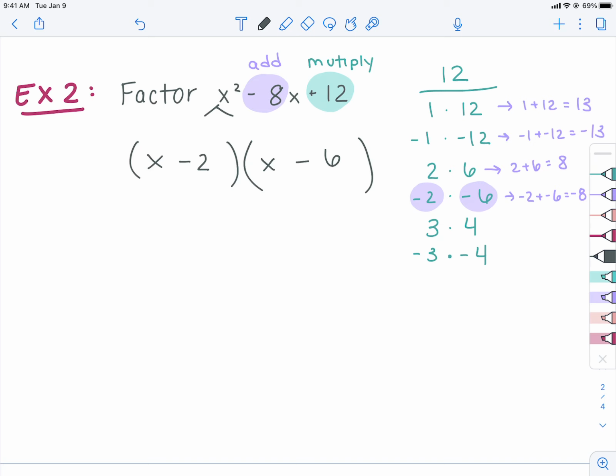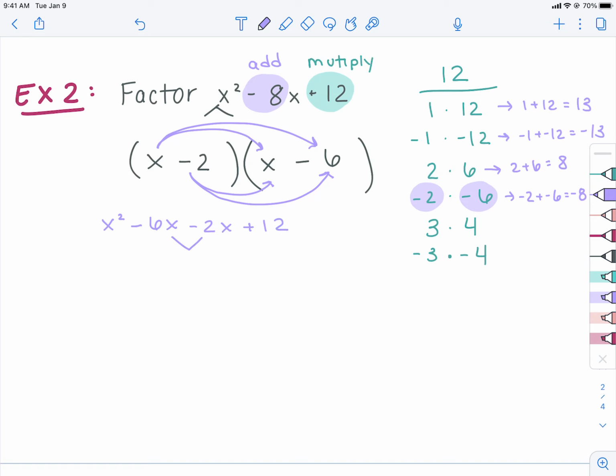Now, if I wanted to check myself and make sure that I factored it correctly, the opposite of factor is FOIL. So I could go back and check myself by multiplying this all the way through. x times x gives me x squared. x times negative 6 gives me negative 6x. Negative 2 times x gives me negative 2x. And negative 2 times negative 6 gives me positive 12.